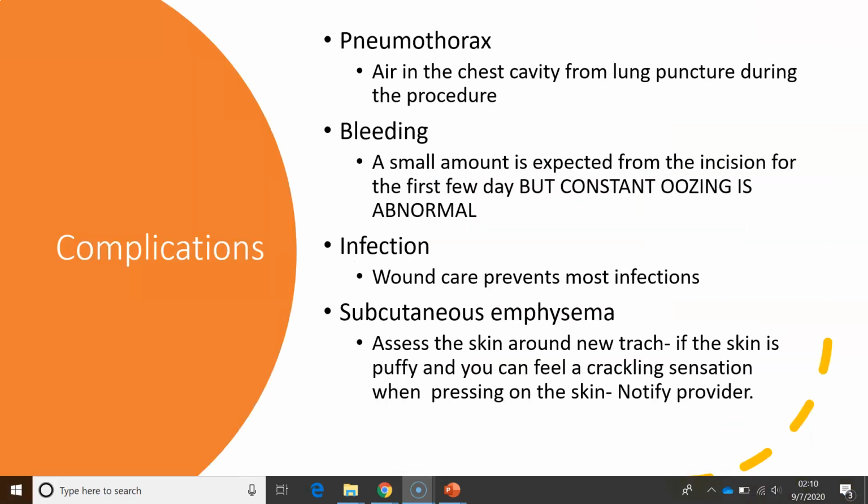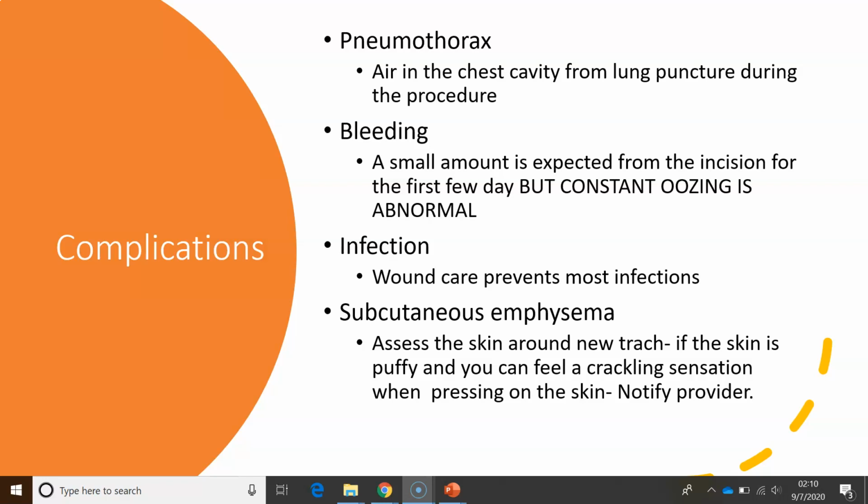Complications associated with tracheostomy. A pneumothorax, which is air into the chest cavity from the lung puncture during the procedure. Bleeding. A small amount of bleeding is expected from the incision for the first few days, but constant oozing is abnormal. Infection. Wound care prevents most infections.